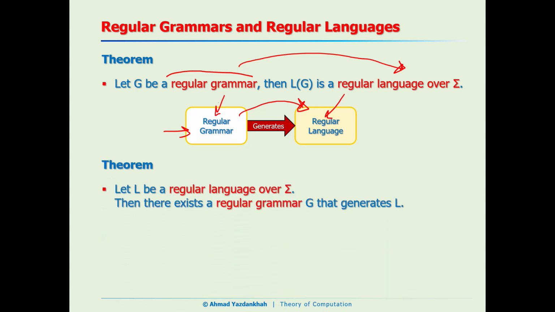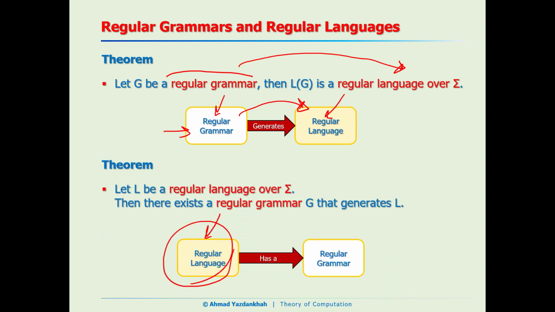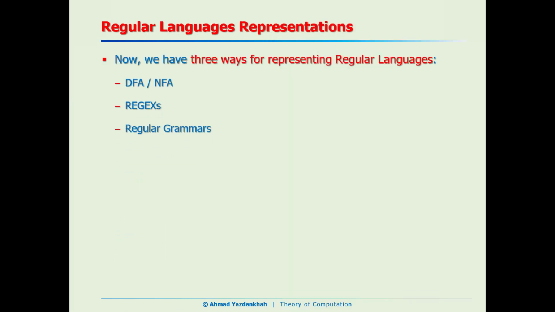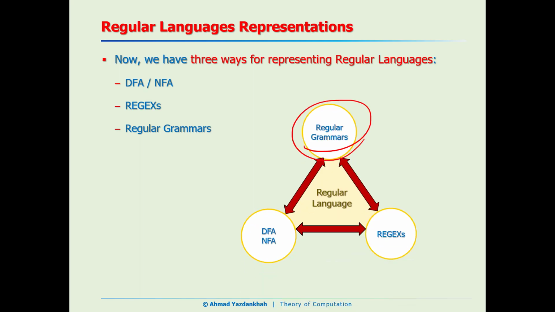Let's see, we have another theorem. It is saying that if we have a regular language, then we can create a regular grammar for it. So it means that there is a tight association between the regular grammars and regular languages. So we now have different ways to represent regular languages: regular grammars, NFA, DFA, and regexes. All of them are creating regular languages.